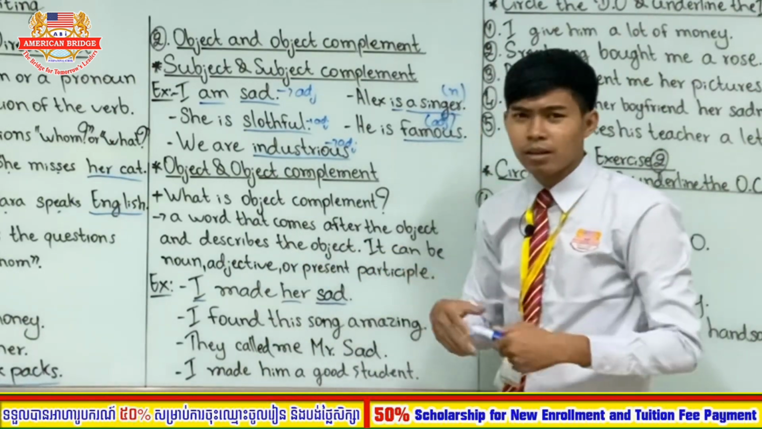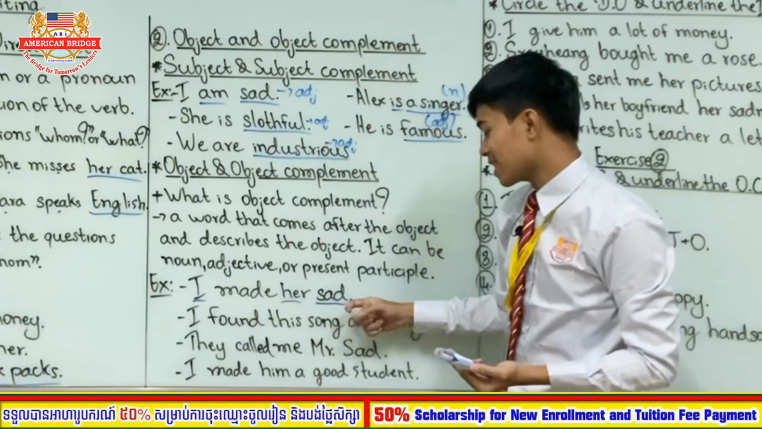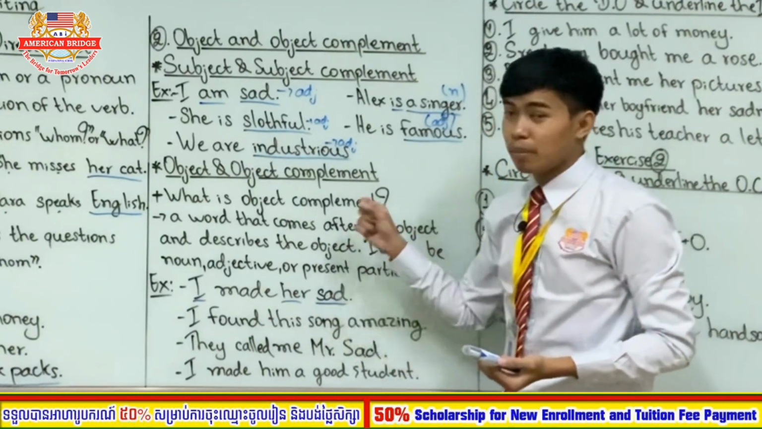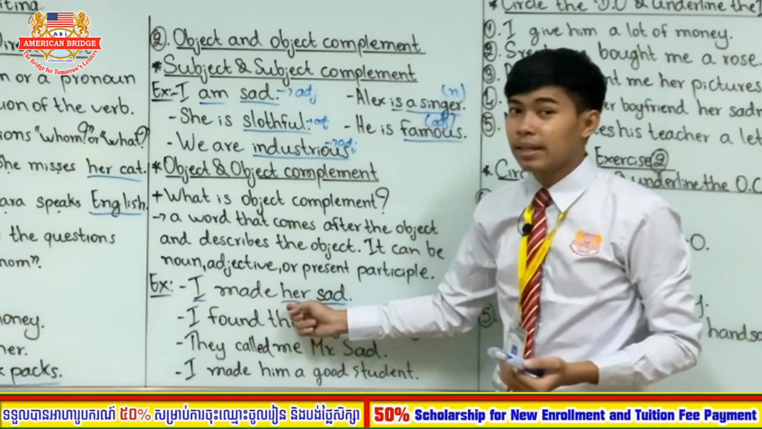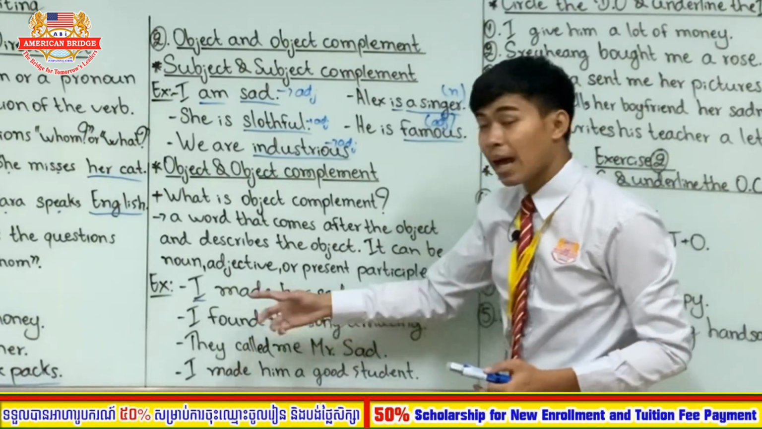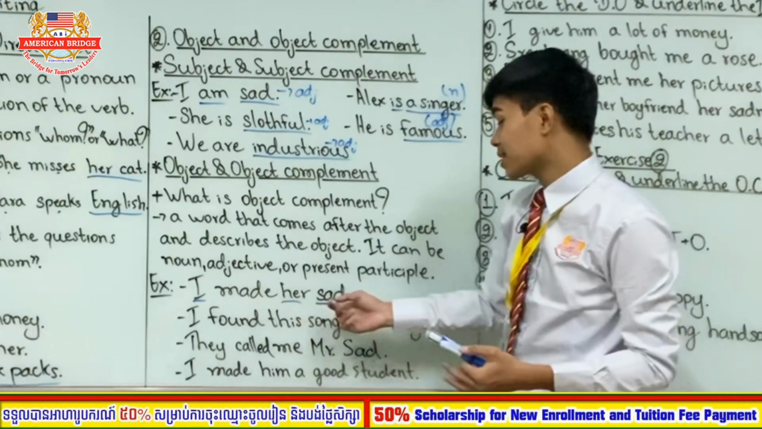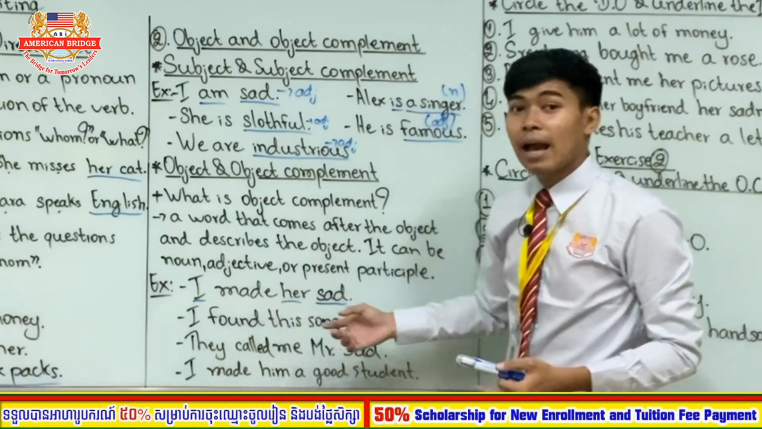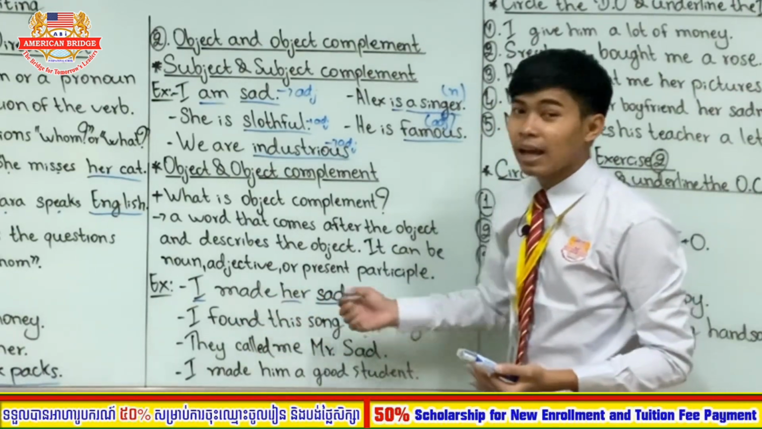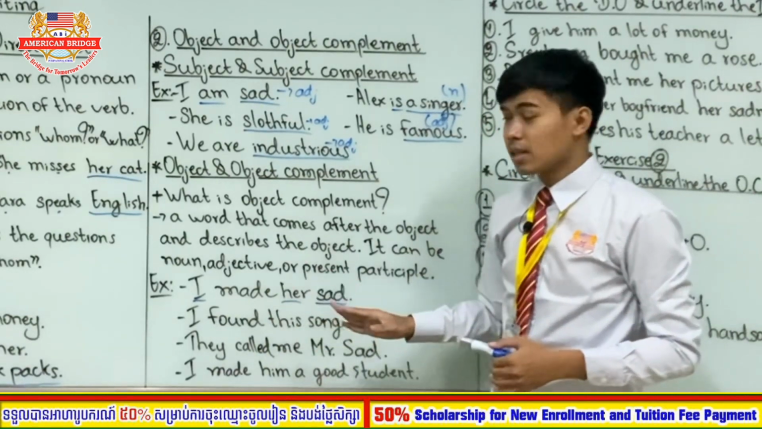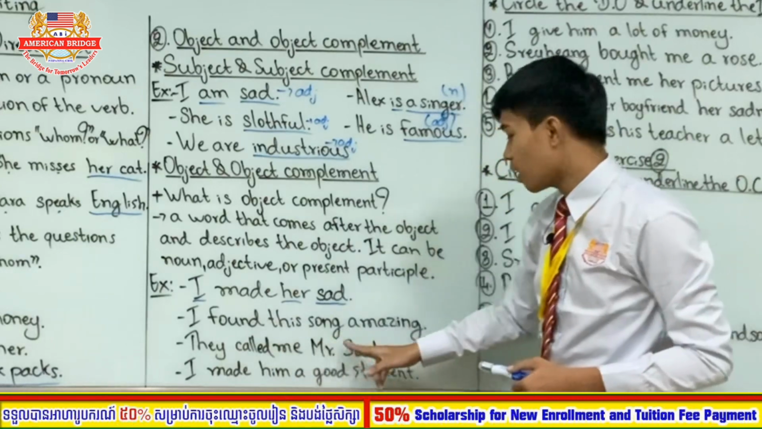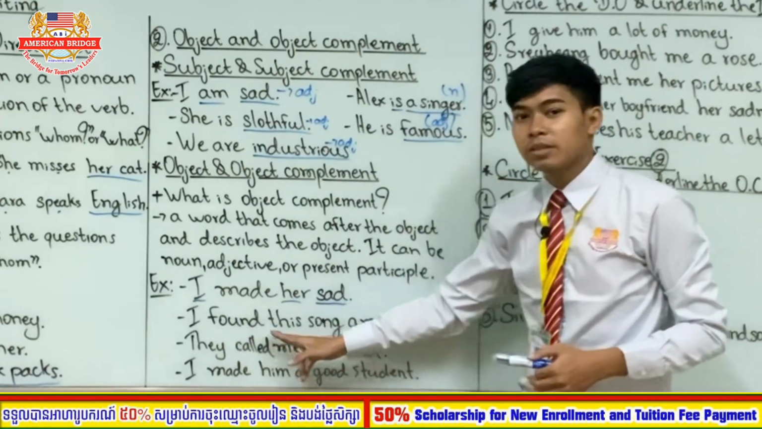I met her. I met her what? I met her sad. So sad here is an object complement because it comes after the object her, and it describes that object. I met her happy. I met her hungry. I met her thirsty. Okay, look at another example. I found this song amazing.